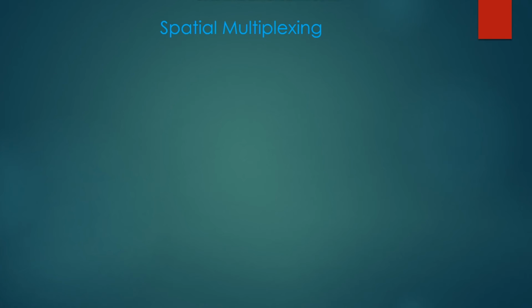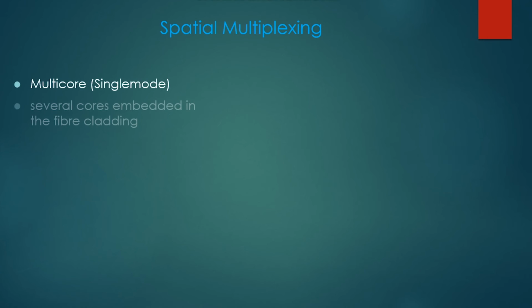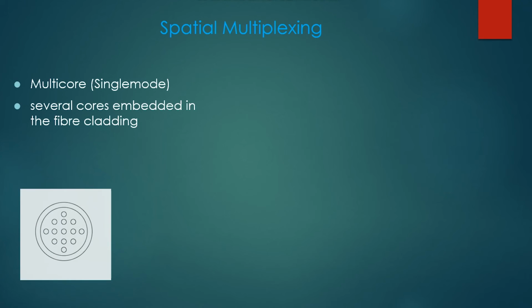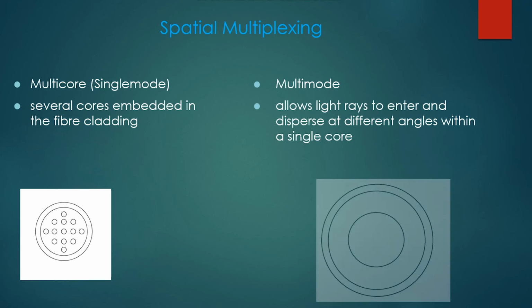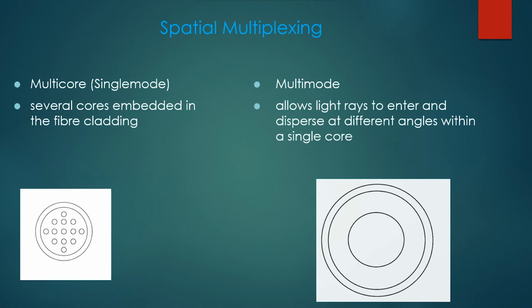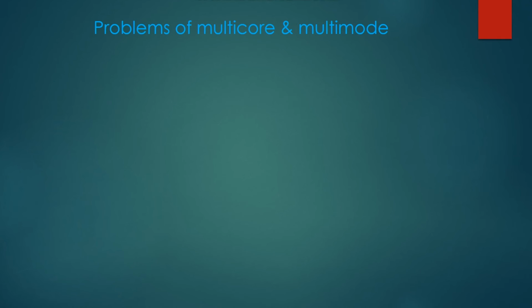There are 2 types of spatial multiplexing, single mode and multi-mode. For single mode transmission, we have multi-core, which refers to several cores embedded in a fiber cladding. In terms of multi-mode, this is a large single core that allows light rays to enter and disperse at different angles. Problems of multi-core and multi-mode.